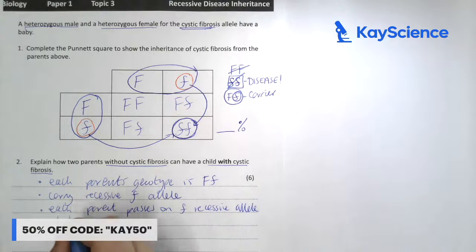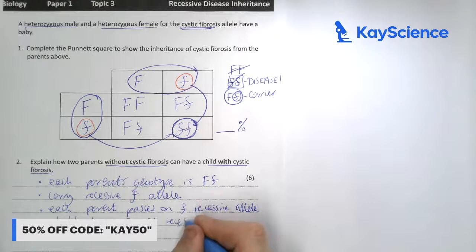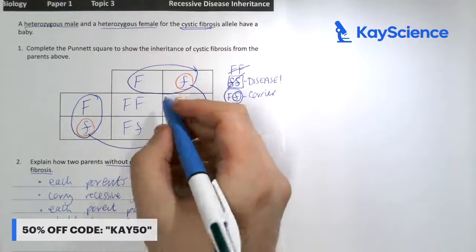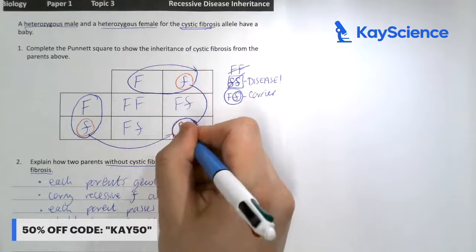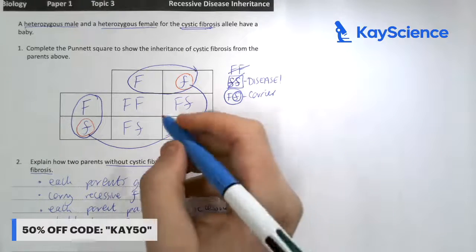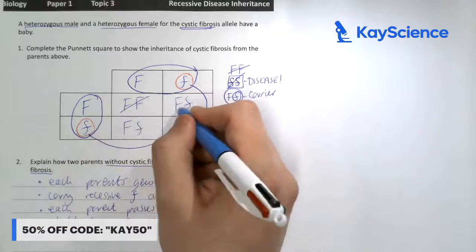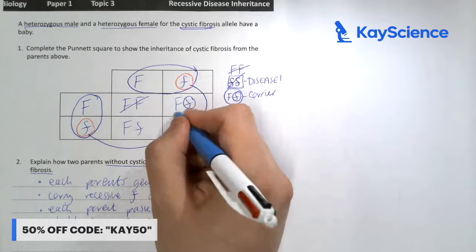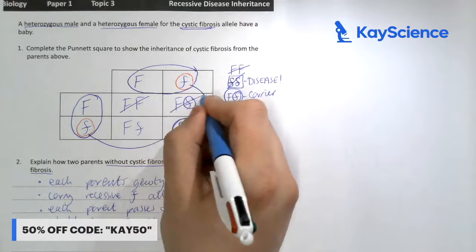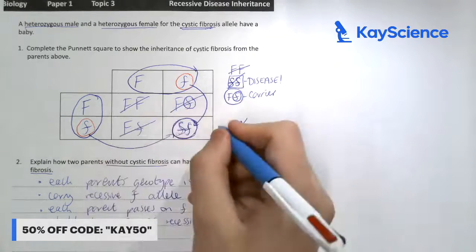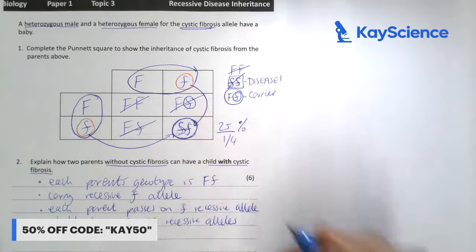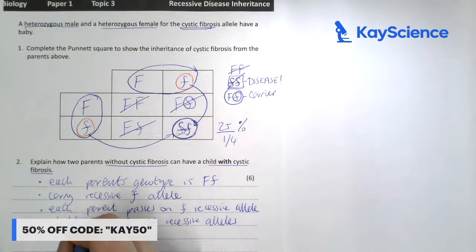The child has two small f recessive alleles. And the chance of this happening is, look here, they need two small f's, two recessive alleles, so it can't be that one. If this child is born, then that's going to be a carrier. It won't have cystic fibrosis. No cystic fibrosis, 25% or a 1 in 4 chance. So the chance is 25%.